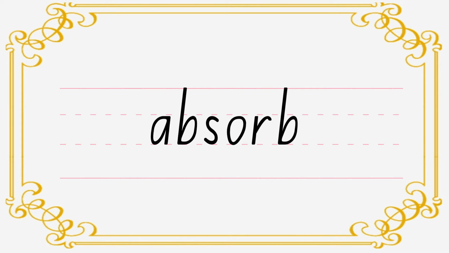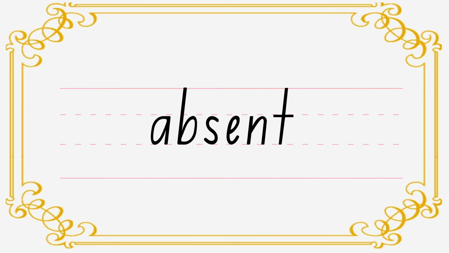To spell absorb, just sound it out. AB for ab and SORB for zorb. Be careful that the S makes a sort of Z sound instead of the normal S sound. So ABSORB spells absorb. Word number 4 is absent.